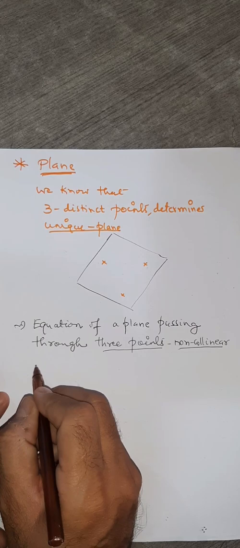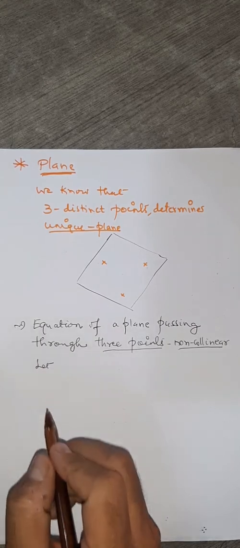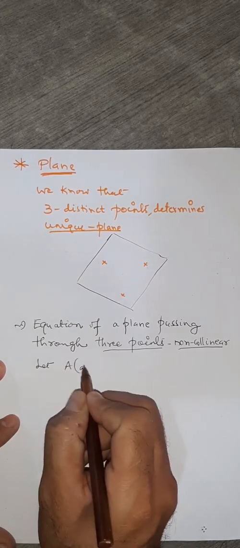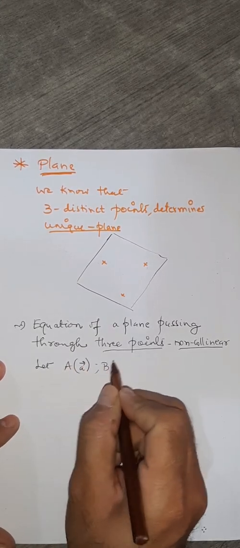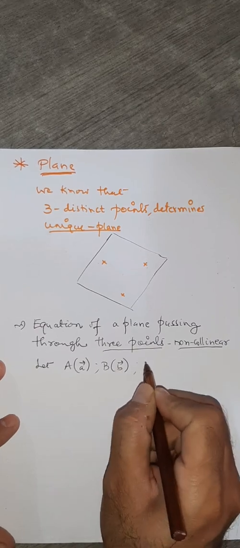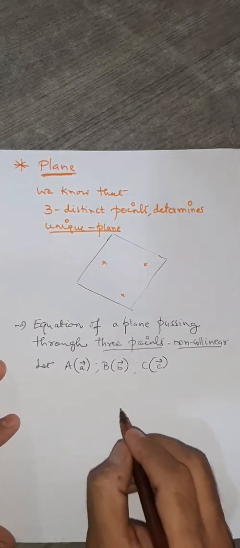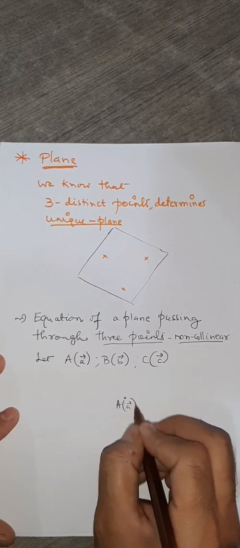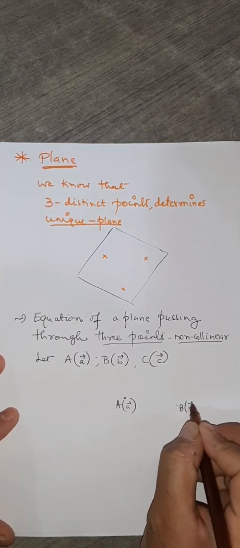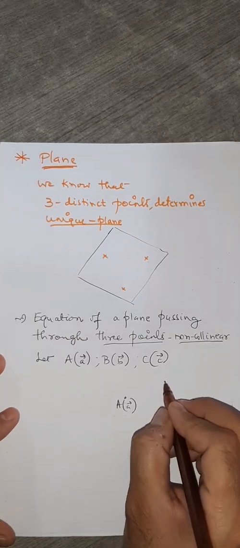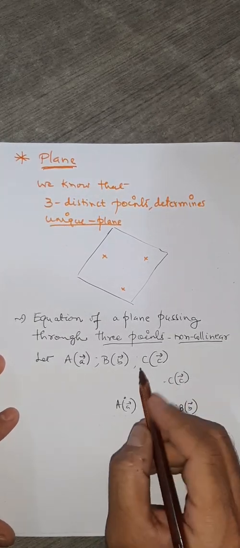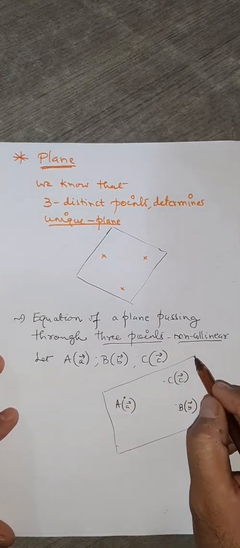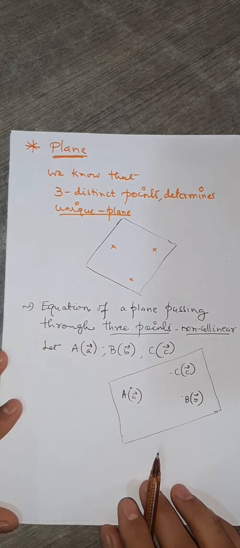Okay, so let's take those points as 3 vectors, because here we are working in R3. One is vector A, the other one is vector B, and the third one is vector C. So we have these 3 vectors here. Let me call this vector A here, vector B here, and vector C here. These are the 3 different non-collinear points. So we have a plane through this. We want the equation of this plane.